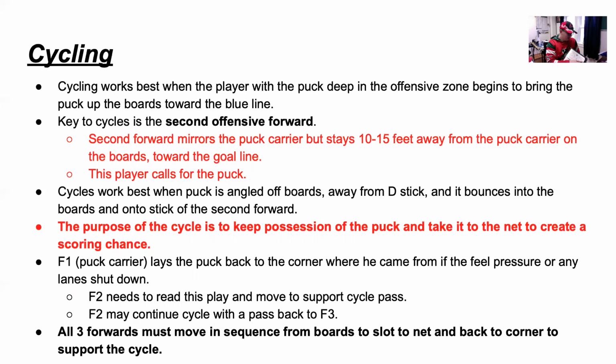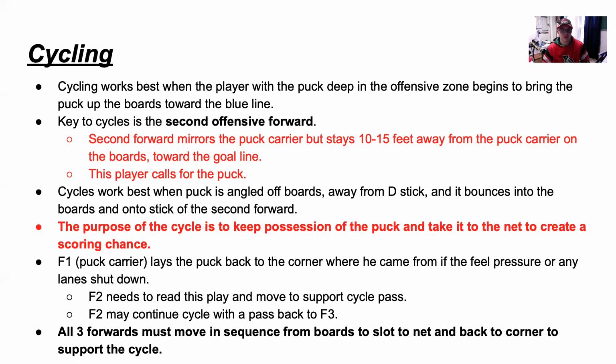Using cycling, we're going to act like we're going up to the blue line, making that pass, and the wingers are going to get caught off guard. That way we put the puck down low. That gets rid of one man, and they're trying to cover two people. Then we do the same thing, or that second person that picks up the puck can make a play. The key to cycles is the second offensive forward. The second forward mirrors the puck carrier, but stays 10 feet away from the puck carrier on the boards towards the goal line. Okay, so what happens?